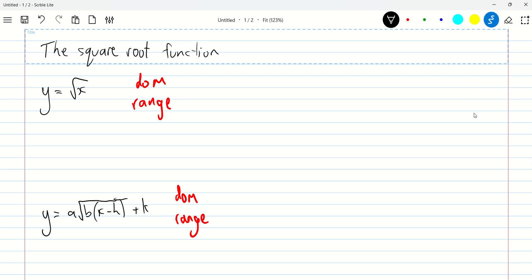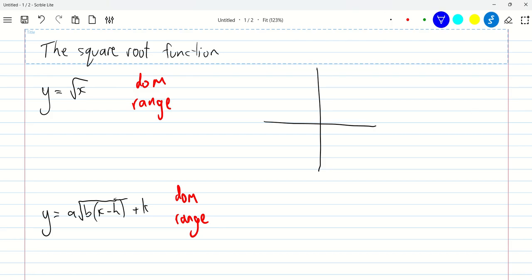Hey everyone, another video where we're looking at a different function. Today we're looking at the square root function. Namely, the square root function makes sense for what it is, so let's just have a look at the shape of the square root function.